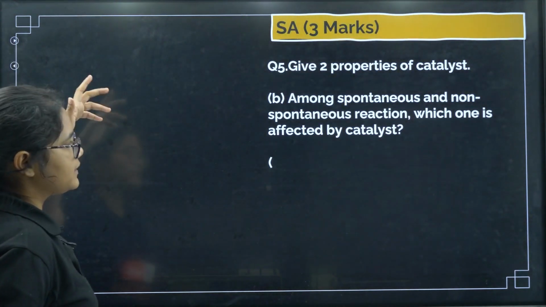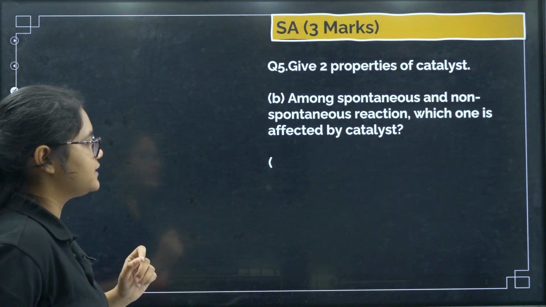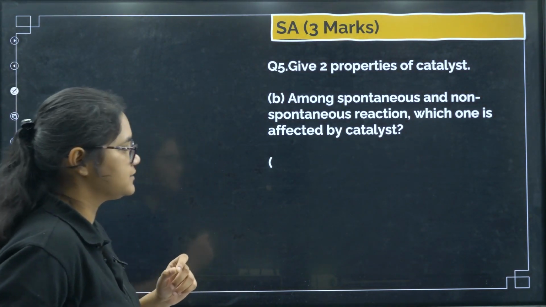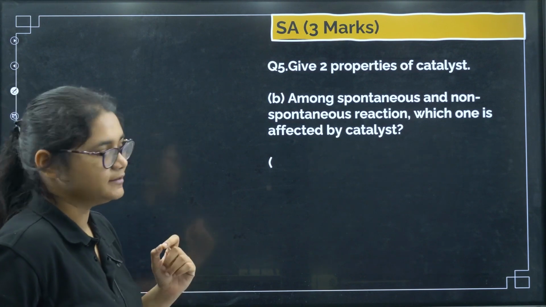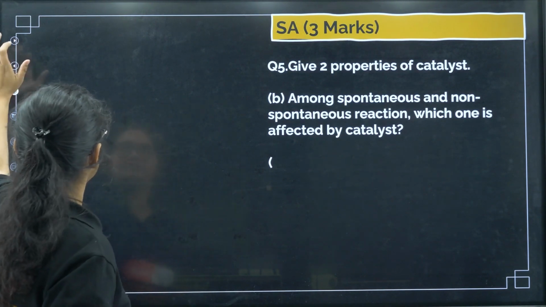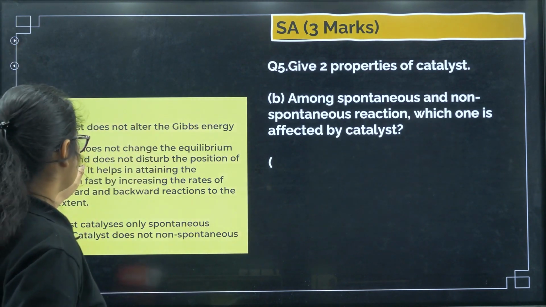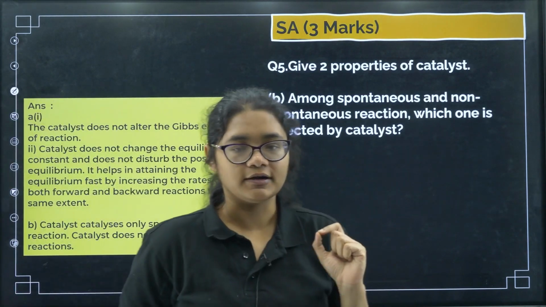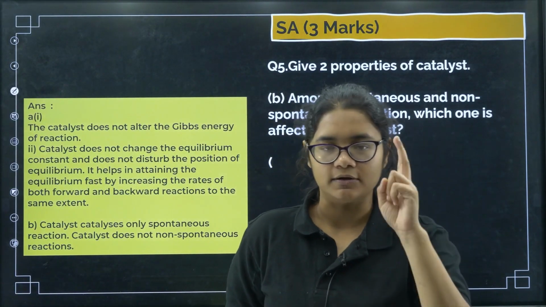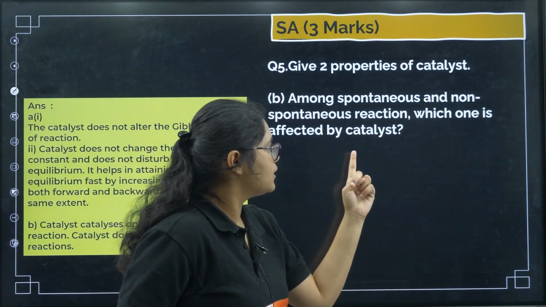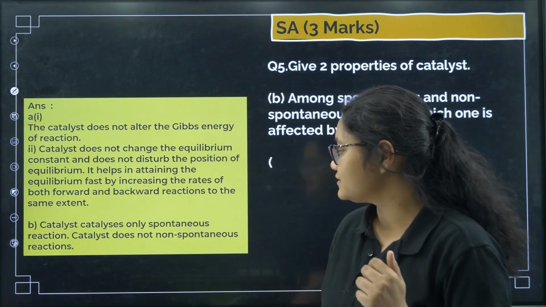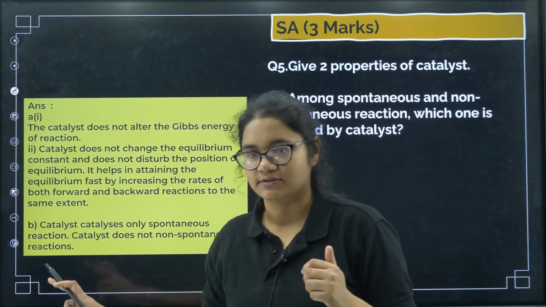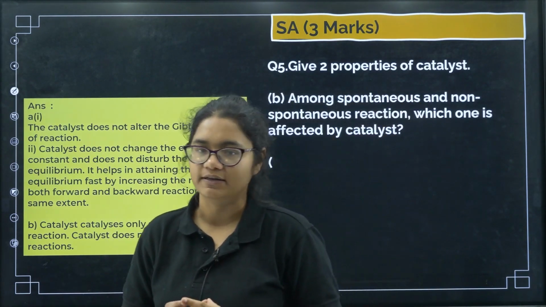Next, give two properties of the catalyst. Among spontaneous and non-spontaneous reactions, which one is catalyzed by a catalyst? So what are the two properties of a catalyst? They do not alter the Gibbs energy and they do not alter the equilibrium constant. Those are the two properties. Which one will they catalyze? They will obviously catalyze the spontaneous reactions. They do not catalyze the non-spontaneous reactions.